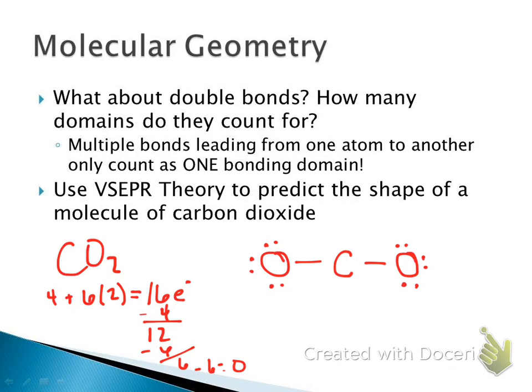Now we can go back to see, does each of these have a fulfilled octet? Oxygen does. Oxygen does. Carbon does not, which does not make carbon happy. Okay, carbon likes to have 4 bonds and no lone pairs. Okay, so the way that we fix that is we're going to move a lone pair into the double bond for both sides.